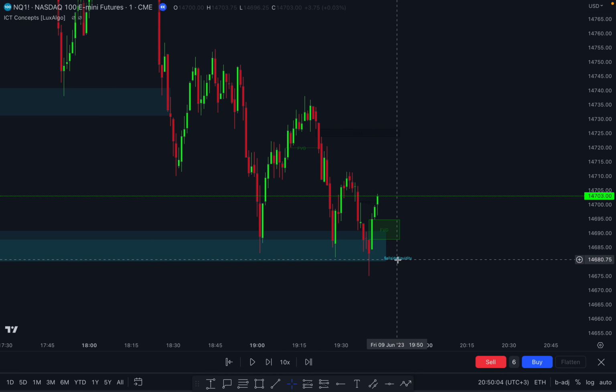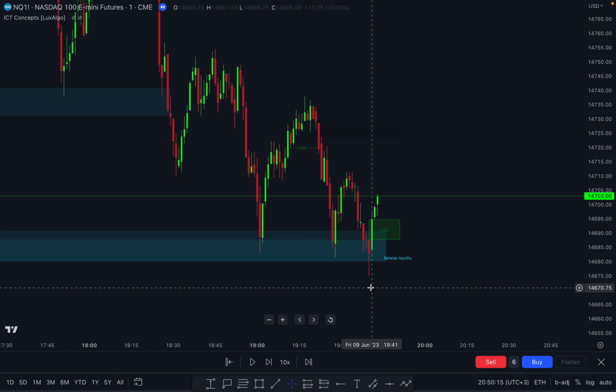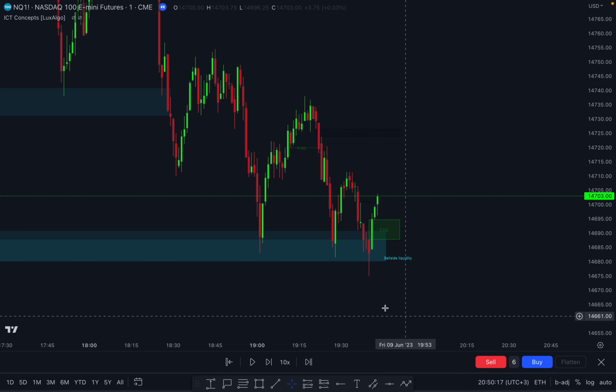Step one was to grab the liquidity, right? So we're looking for a long, so we look for sell side liquidity. Here we have a lot of liquidity. Look, almost equal highs, equal highs. So anything below that will mean it's a grab. If it continues down, it's a continuation. But if it goes down and up, it's a grab, and that's what we're looking for. Step one, we grabbed a nice, huge liquidity here.